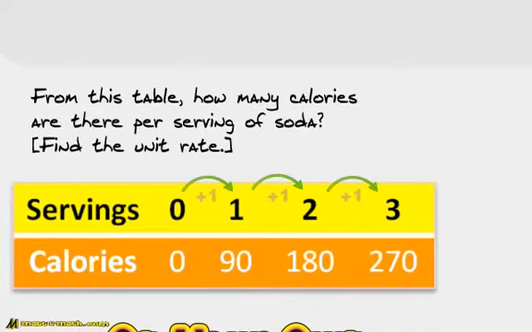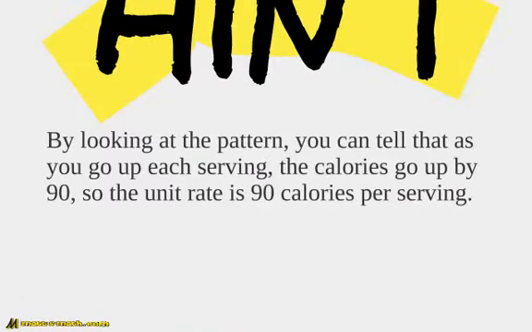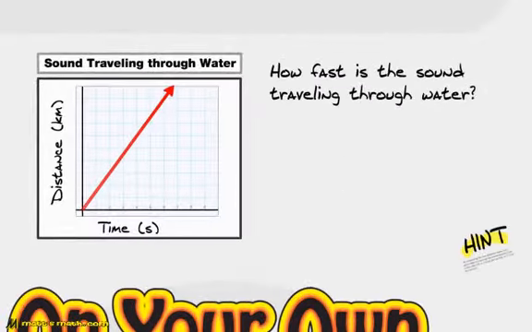All right, notice that you're going up 1 every time there, and you're going up by 90 every time. So really, it's just that rate of 90 per 1, just right here, right? 1 serving, that's your unit rate, 90 calories per serving. And that's it. All right, 90 calories per serving. It goes up by 90 each time, every time you go up a serving. What about this one? How fast does sound travel through water?